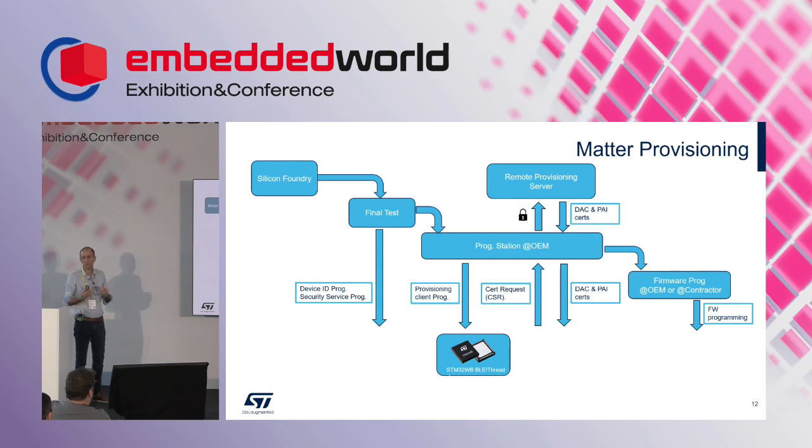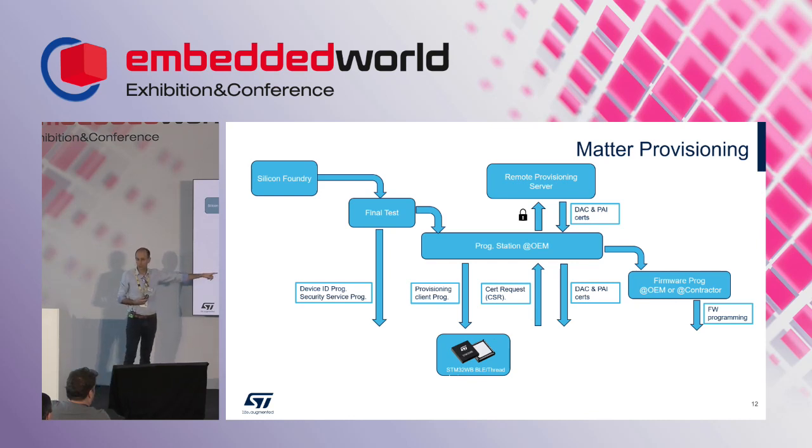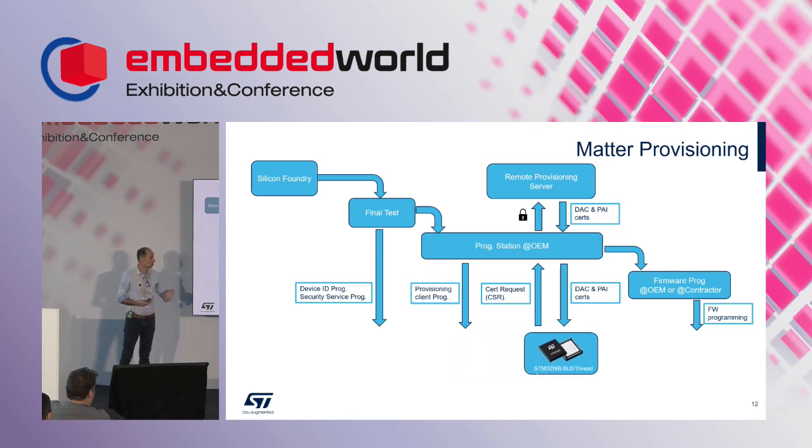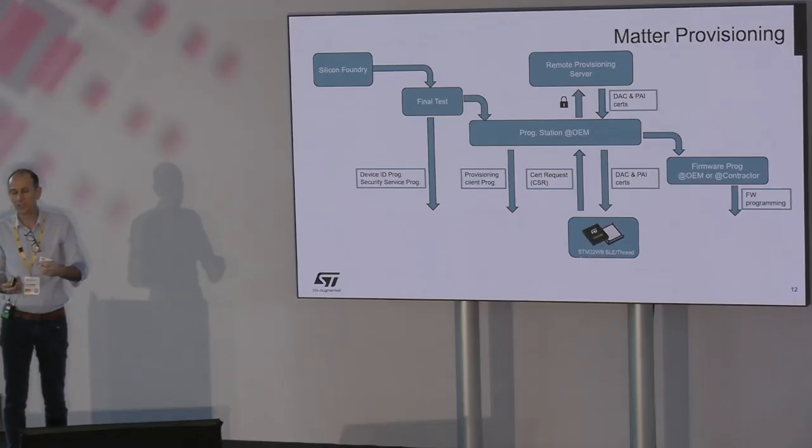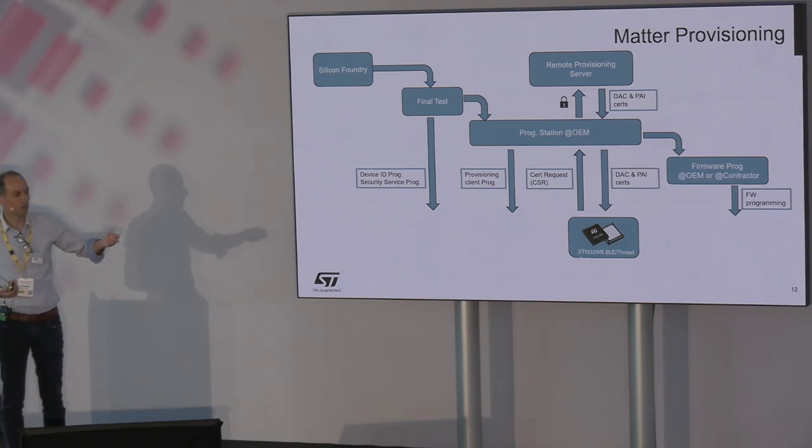So we need to provision some certificate. And the certificate is delivered by a PKI infrastructure, which is called the remote provisioning server. So what we do at this stage, we program a piece of software inside the device. This software, when activated, issues a request: hey, I want to be a Matter device. Please drop me a certificate. So there's a security protocol around this.